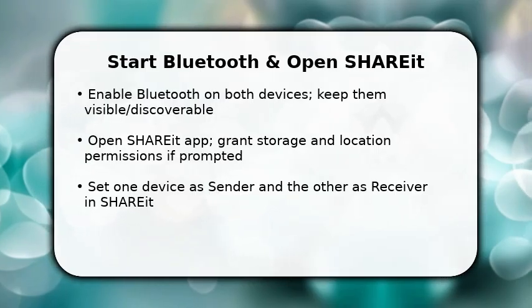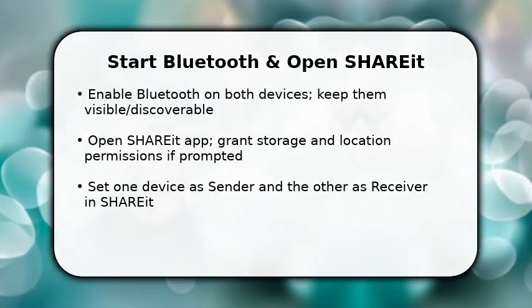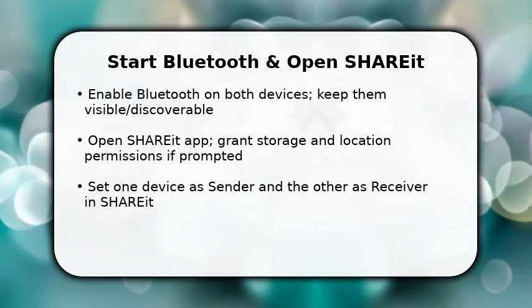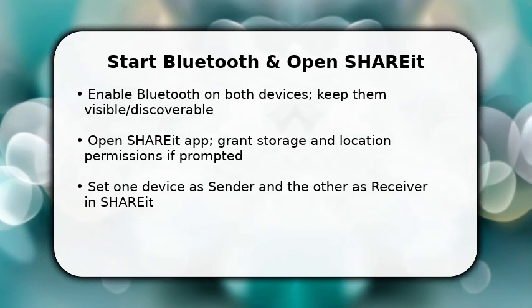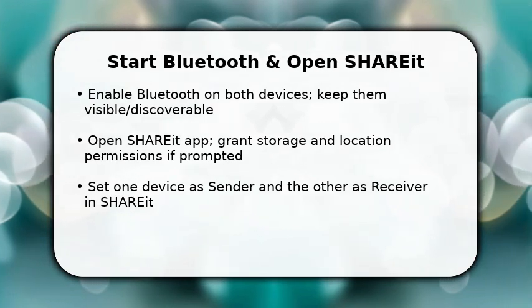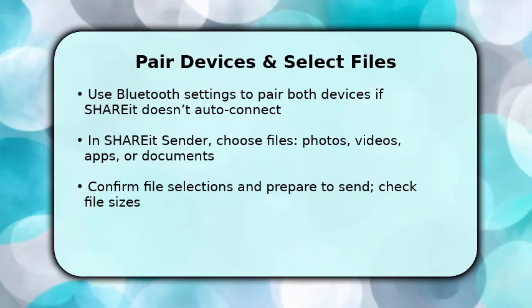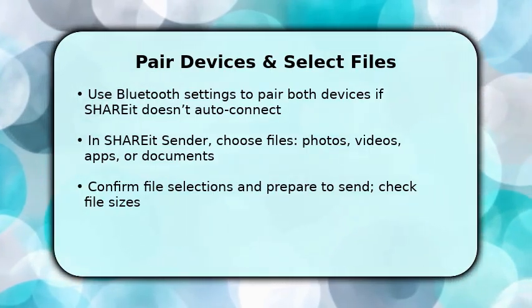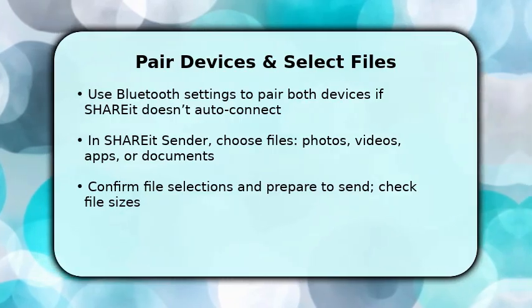It speeds discovery and avoids Wi-Fi hotspots. If Shareit asks to switch connection methods, allow Bluetooth pairing to proceed, so the app can negotiate a transfer channel between devices. Now pair devices via the Bluetooth settings if Shareit didn't automatically connect. Tap the other device's name and accept the pairing code.